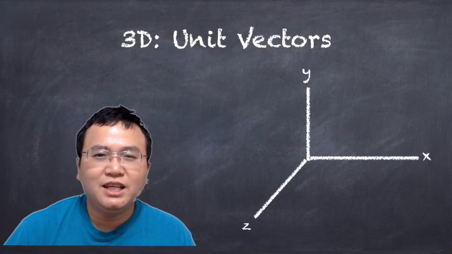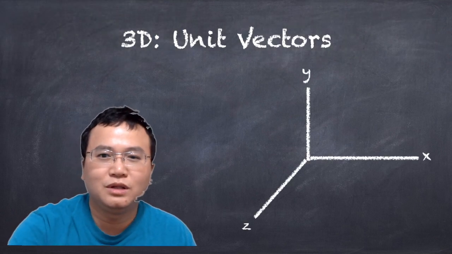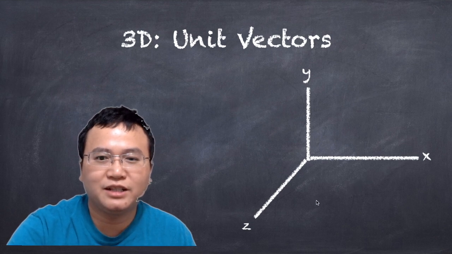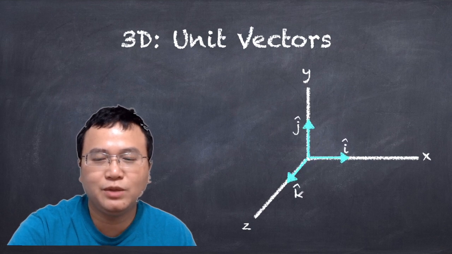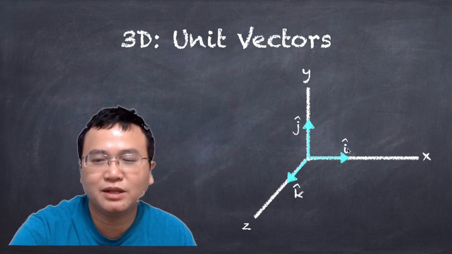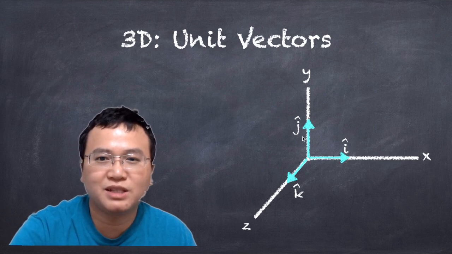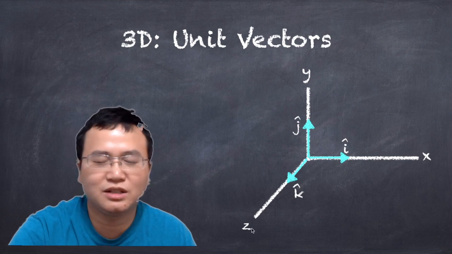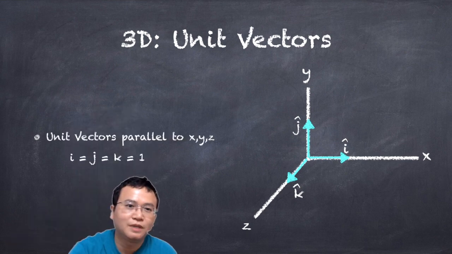Let's talk about 3D for unit vectors. We have an x, y and z axis here. Z is pointing outward from the blackboard. In physics, we like to use i caret, j caret, and k caret. i caret represents the direction of x, j caret the direction of y, and k caret the direction of z. They are unit vectors parallel to the x, y, and z axes, so the magnitudes of i, j, and k each equal 1.